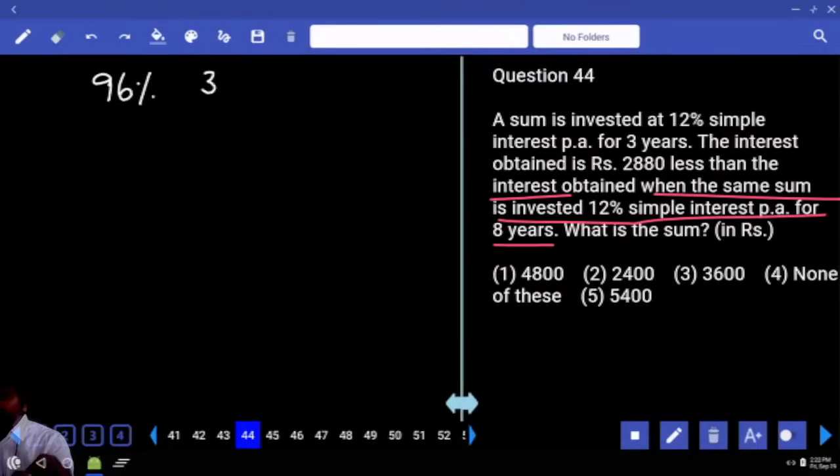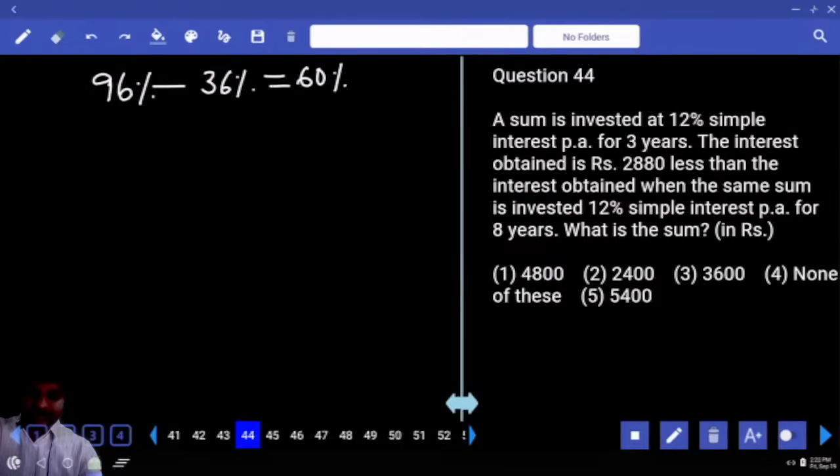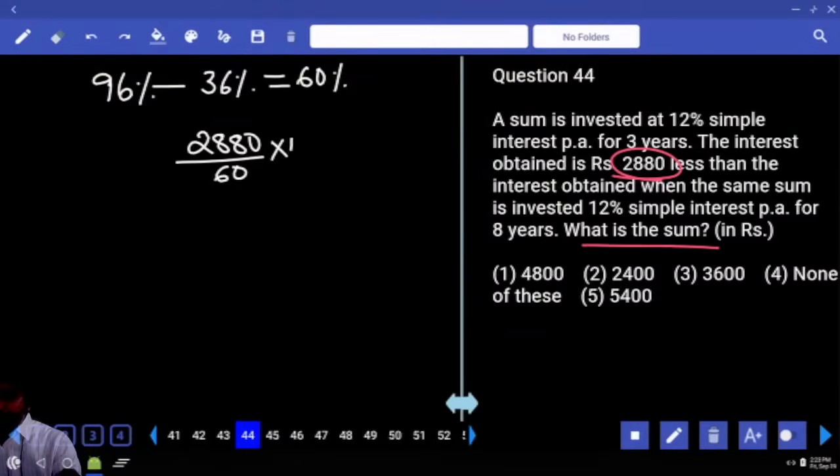96%. Earlier, what is the difference? 60% is the difference, which in terms of rupees is 2,880. Then 1% value is 2880 divided by 60. This is 1% value. Question is, what is the sum? Sum meaning 100%, 60 into 6 how many times? 6 times 4, and then 8 times. 4,800, first option.